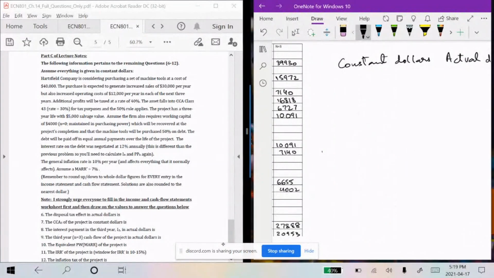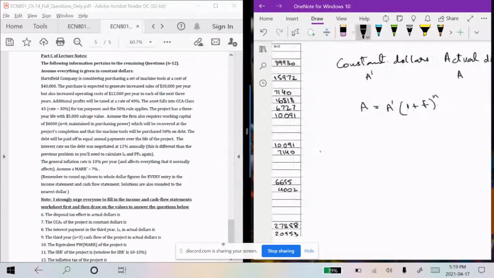So what you do is, if you have the constant dollars given by A dash, whereas the actual dollars are given by A. So to get the actual dollars from the constant dollars, you take the A dash and you multiply that by, you inflate it. So what you do is 1 plus F raised to the power of whichever period you're moving it, so to the power of N. That's basically how you inflate or deflate anything.